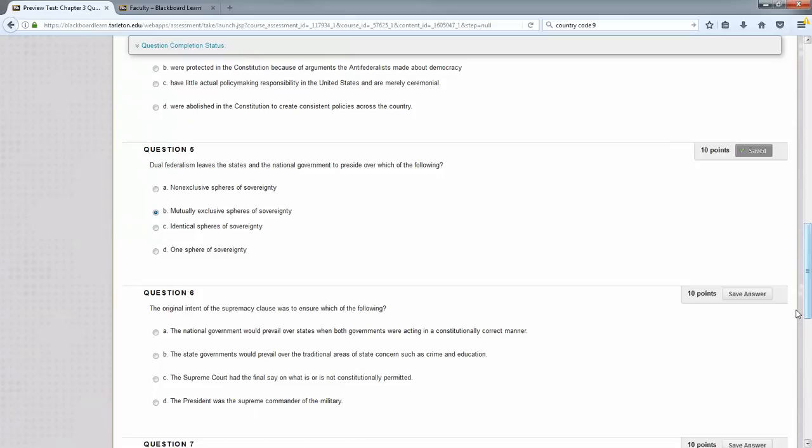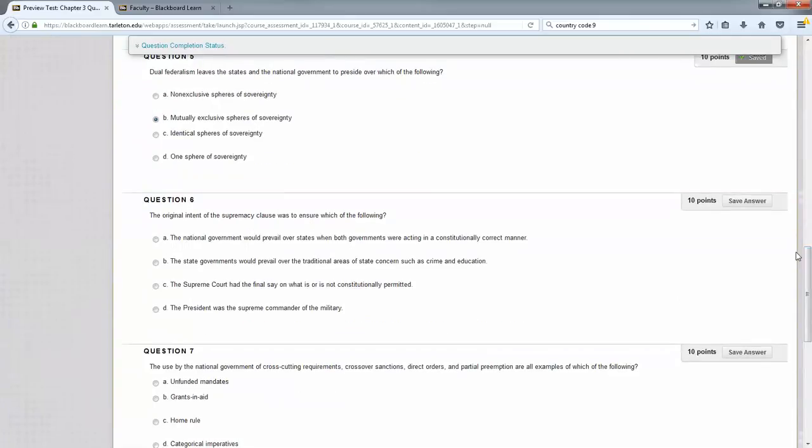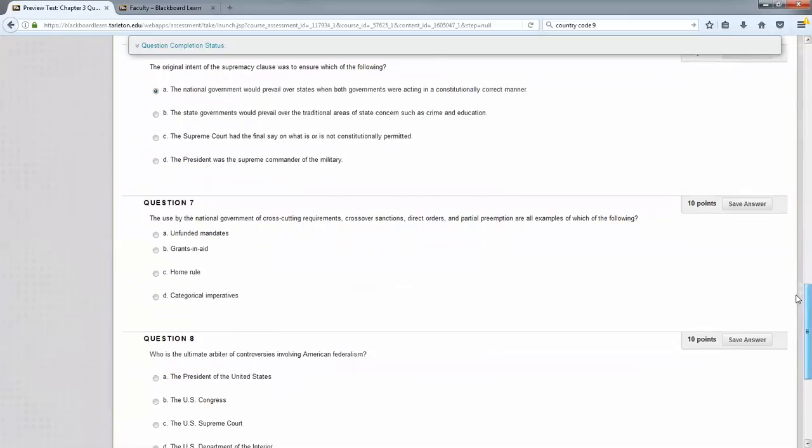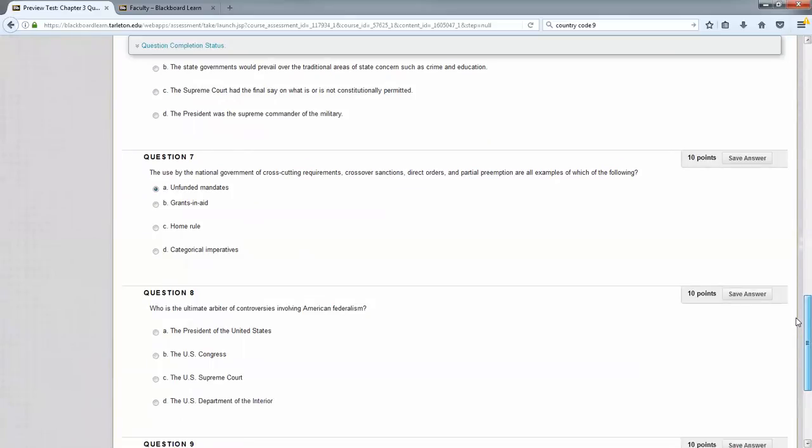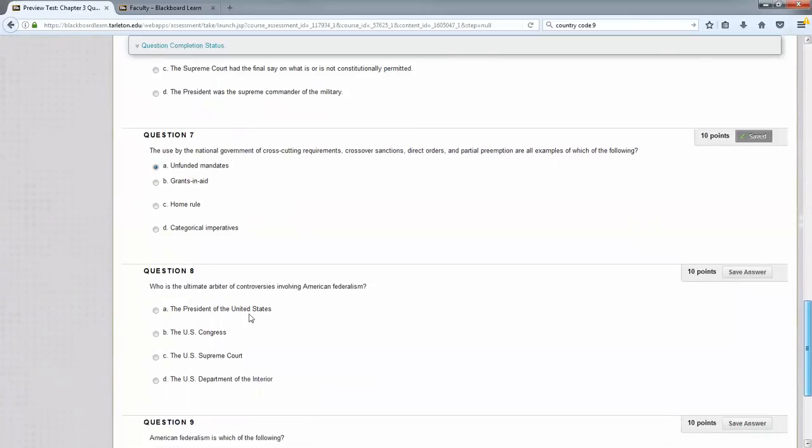Question six. The original intent of the Supremacy Clause was to ensure which of the following? The national government would prevail when acting in a constitutionally correct manner. State governments would prevail. Supreme Court. Answer is A. Question seven. The use by the national government of cross-cutting requirements, crossover sanctions, direct orders, and partial preemptions are what of the following? Unfunded mandates. Question eight. Who is the ultimate arbiter of controversies involving American federalism? That is the U.S. Supreme Court.